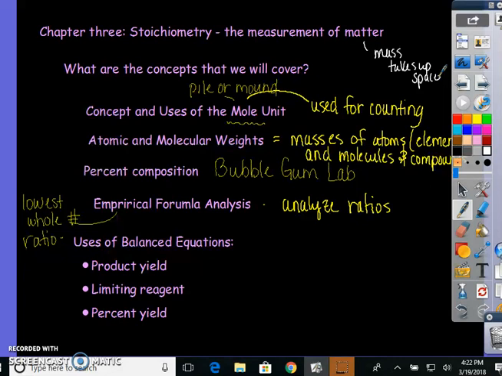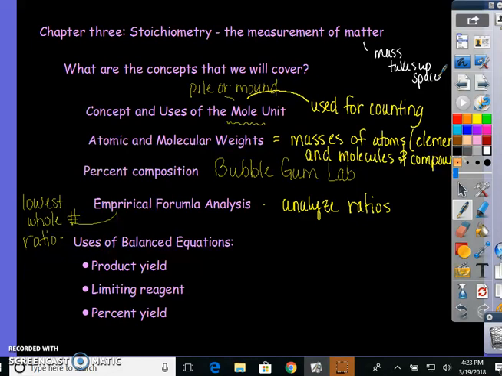Okay, so some of the concepts that we'll cover: the concept and the use of the mole unit. Mole is Latin for pile or mound, and that's exactly what it means. It's just a pile or mound of any substance, and it doesn't matter if it's calcium carbonate or iron(III) oxide, we can look at the mole for that. So it's used for counting. We've got to have a way to count these exceptionally small creatures that we deal with.